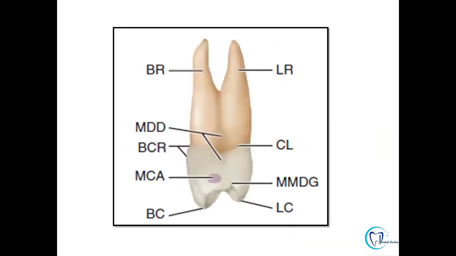So with the help of this schematic diagram, we can appreciate the buccal root, the lingual root, buccal cusp, lingual cusp, the mesial contact area, the mesial marginal developmental groove, mesial marginal ridge, the buccal cervical ridge, the cervical line, and the mesial developmental depression, which continues up to the root.